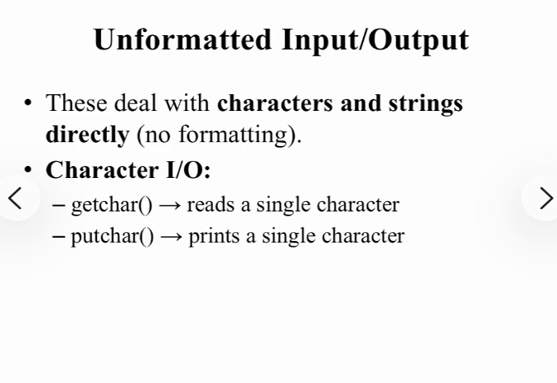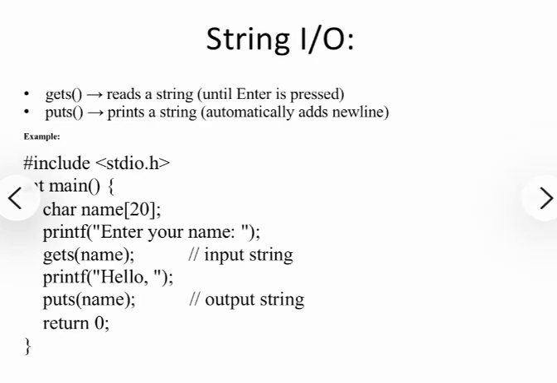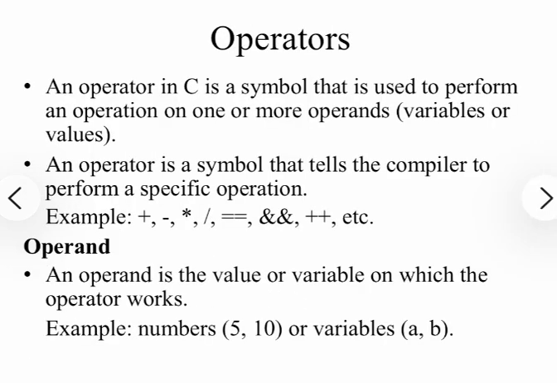Unformatted input and output statements deal with characters and strings directly. There are two of these: getchar and putchar. getchar reads a single character. putchar prints a single character. This does the work of printf and scanf. This is the example for the character input and output statements. gets reads a string, and puts prints a string.